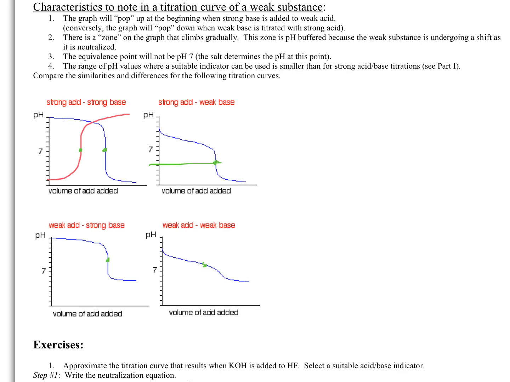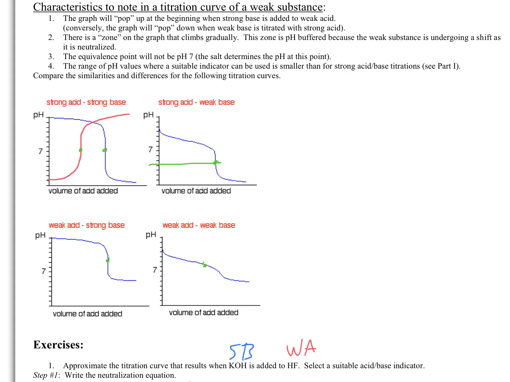So pause the video now. Approximate the titration curve that results when KOH is added to HF. So we have a strong base, we have a weak acid. If you can't identify strongs and weaks by this point, you're going to be very much struggling when we hit the test. Select a suitable acid-base indicator.